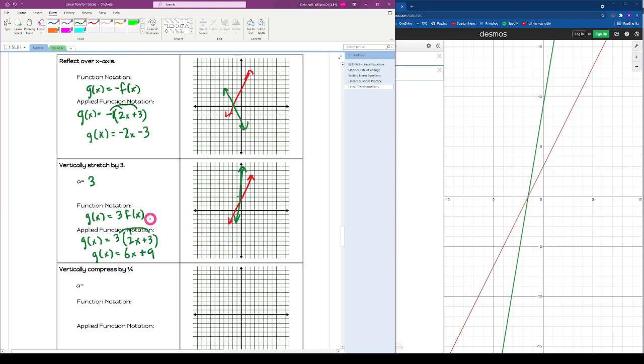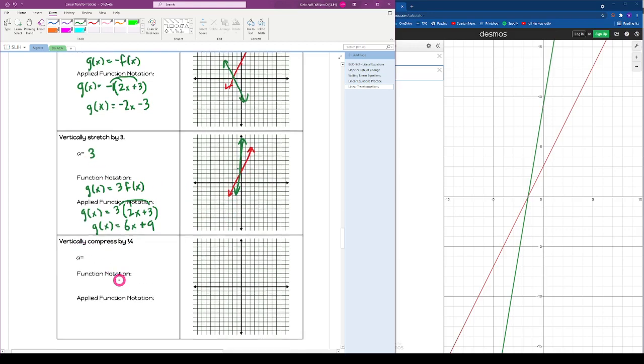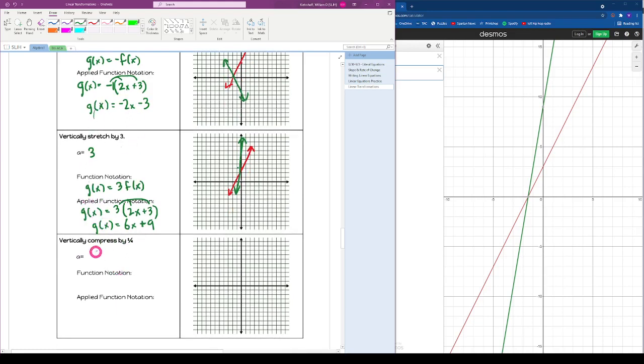Okay, and then our last type of change is to vertically compress our function. We still have an a value that we multiply times the whole function, but this time, g of x is going to be a fraction of the original, so 1/4 of f of x. If we do the applied version of that, we have 1/4. Again, we use the parentheses and put 2x plus 3.